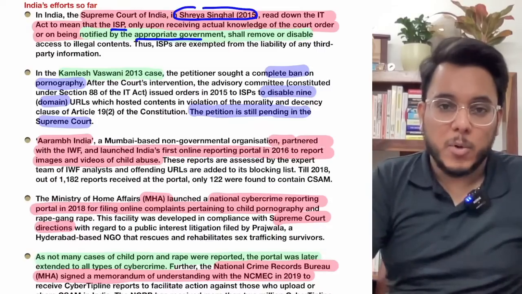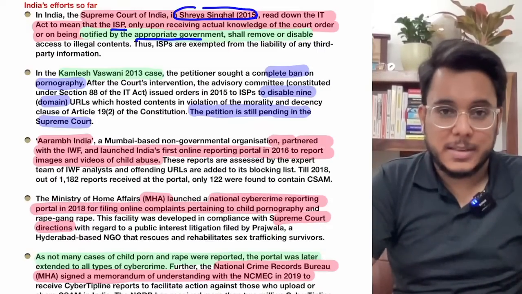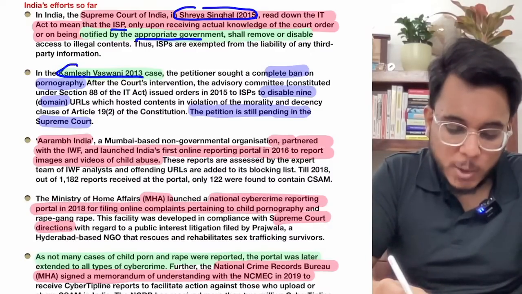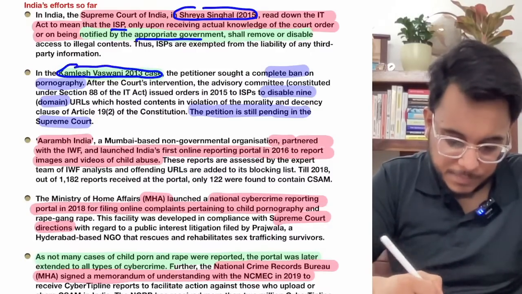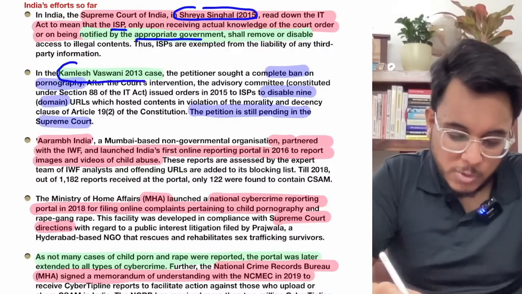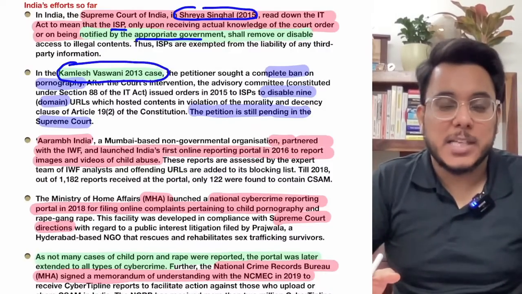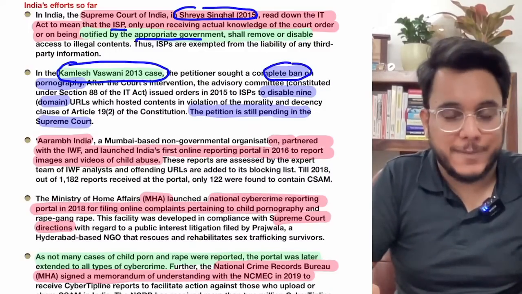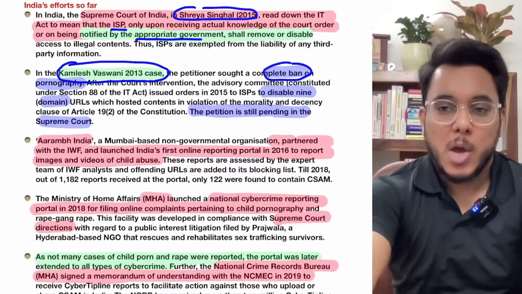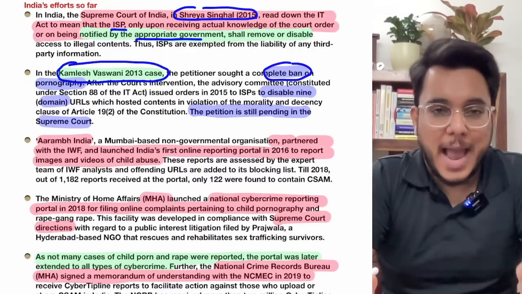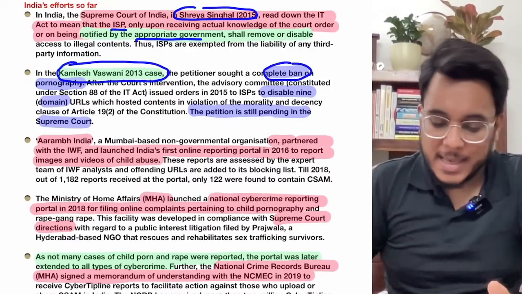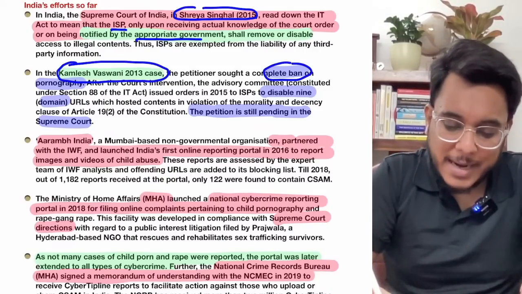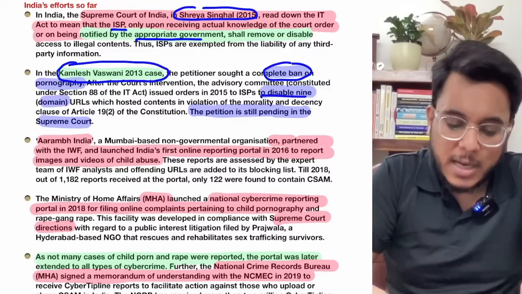After that, there is one more case in this direction, the Kamlesh Vaswani 2013 case. This case was filed in the Supreme Court seeking a complete ban on pornography: child pornography, adult pornography, all pornography was to be banned as per the Kamlesh Vaswani case. Because of that, the Supreme Court issued orders and asked to disable some of the URLs.